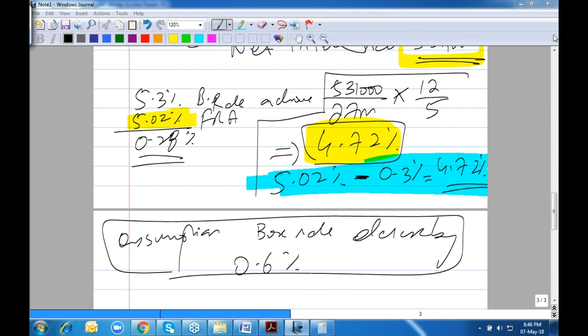The question is not stuck. I've actually given you an assignment to perform the calculation that if the base rate decreases by 0.6%, what is going to be the impact on the FRA calculations?